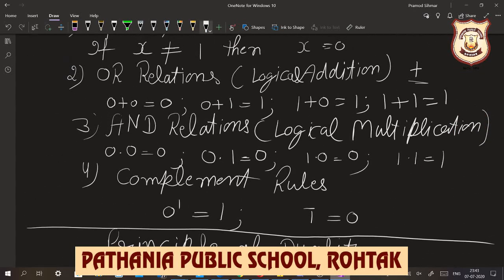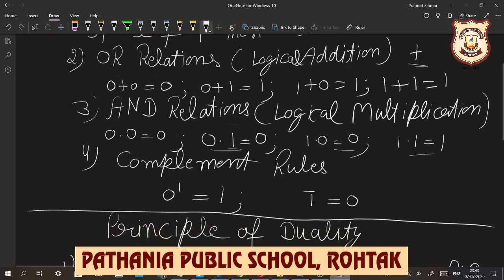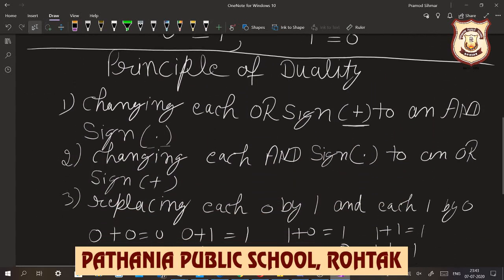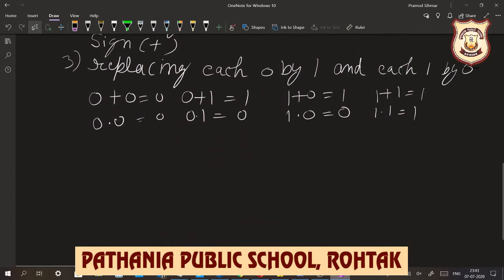This is our postulate number 3. 0 multiply 0 always 0. 0 multiply 1 always 0. And 1 multiply 0 always 0. And 1 multiply 1 always 1. So this is the basic postulate, and these are your principle. These three are your principle, and four are your postulate of Boolean logic.